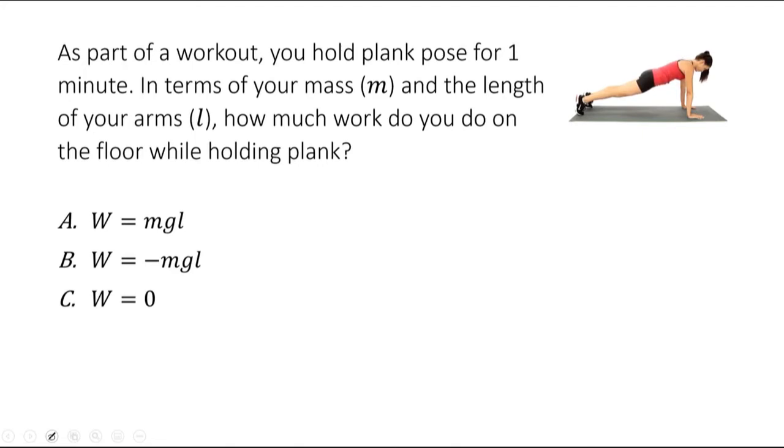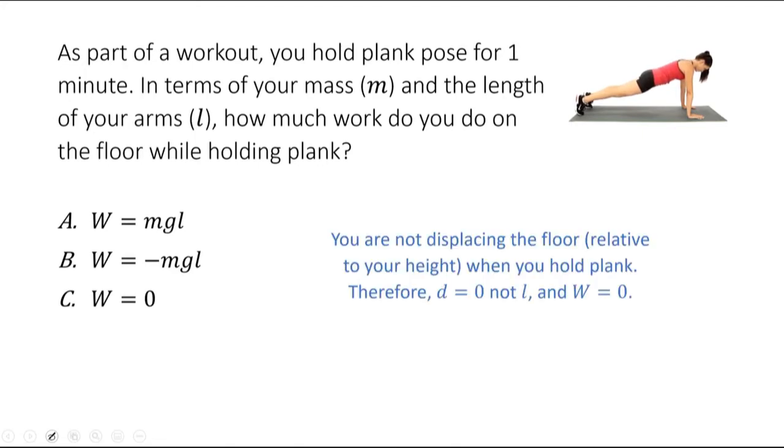Okay, so let's see how I answered this question. In this case, you are stationary, the floor is stationary, which means that there's no displacement happening, right? And since D is 0, work done has to be 0 as well. Work is going to be FD cosine of theta. D is 0, and so work is also 0. So I would say answer C here. It doesn't matter how much of a force you're exerting on the floor, the work is going to be 0 if the displacement is 0.